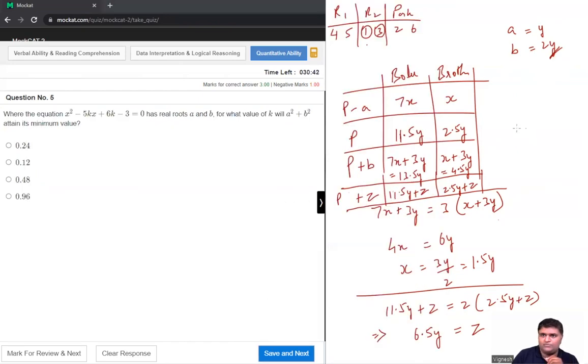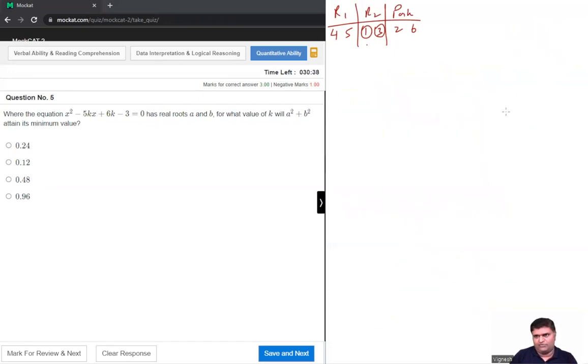Okay. Let's move. 10-minute mark is almost over. You people have to be quick here. Tell me. Fifth one we still will take up. Equation x square minus 5kx plus 6k minus 3 has real roots a and b. For what value of k will this be?